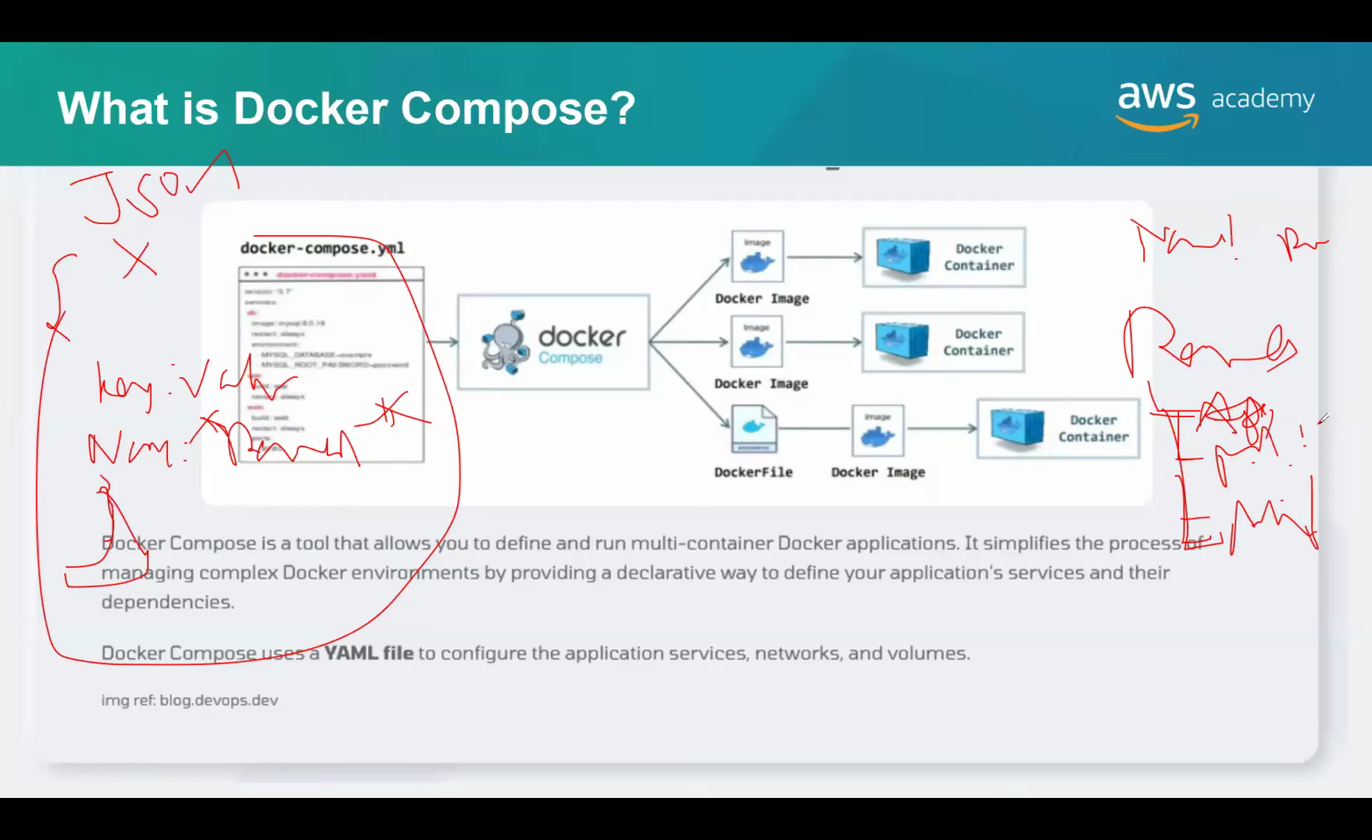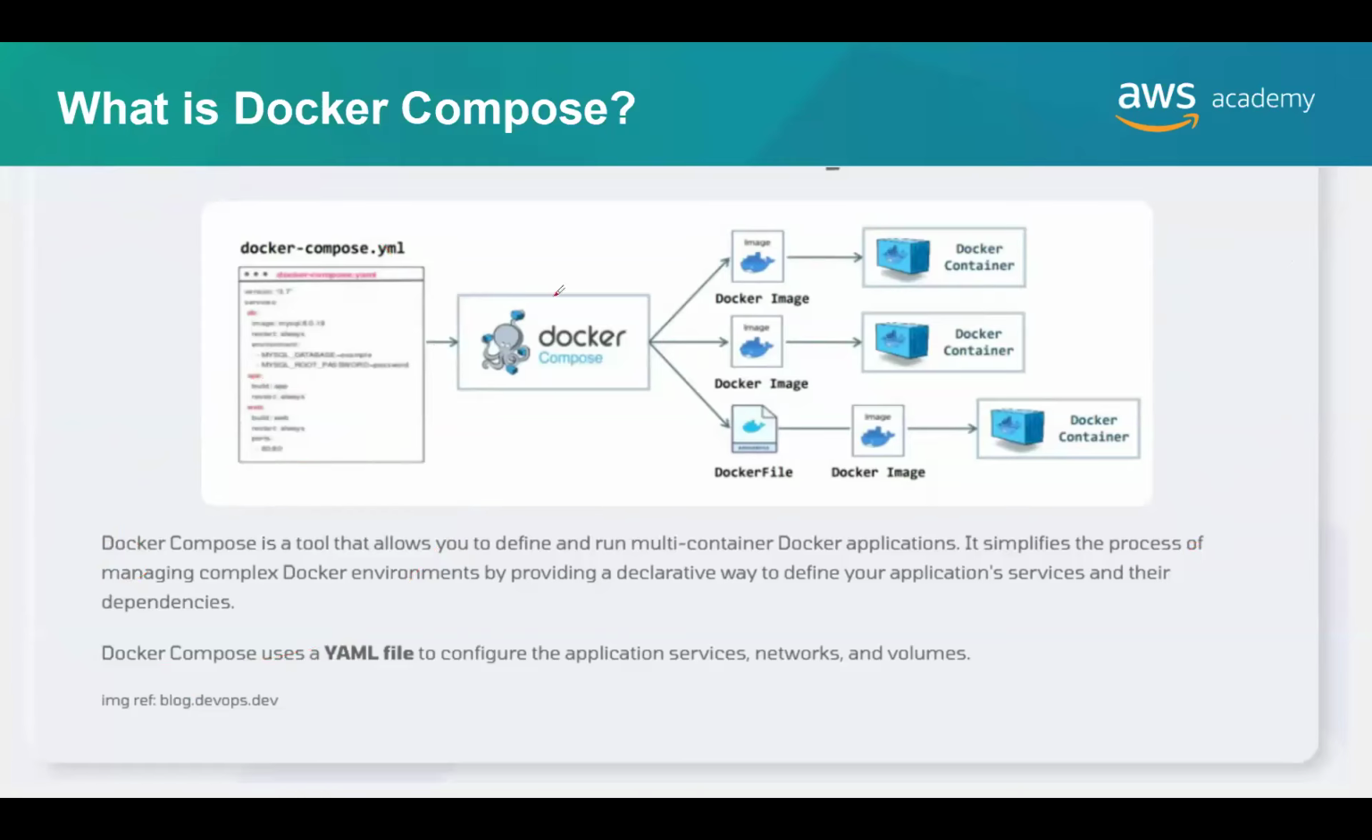Okay. This is called YAML format. YAML format is very simple when compared to JSON also. JSON is already a simple one, and this is even more simple. This YAML format is mainly used to configure the application services, networks, volumes, everything. You can write it in one file, and we give it to Docker Compose.